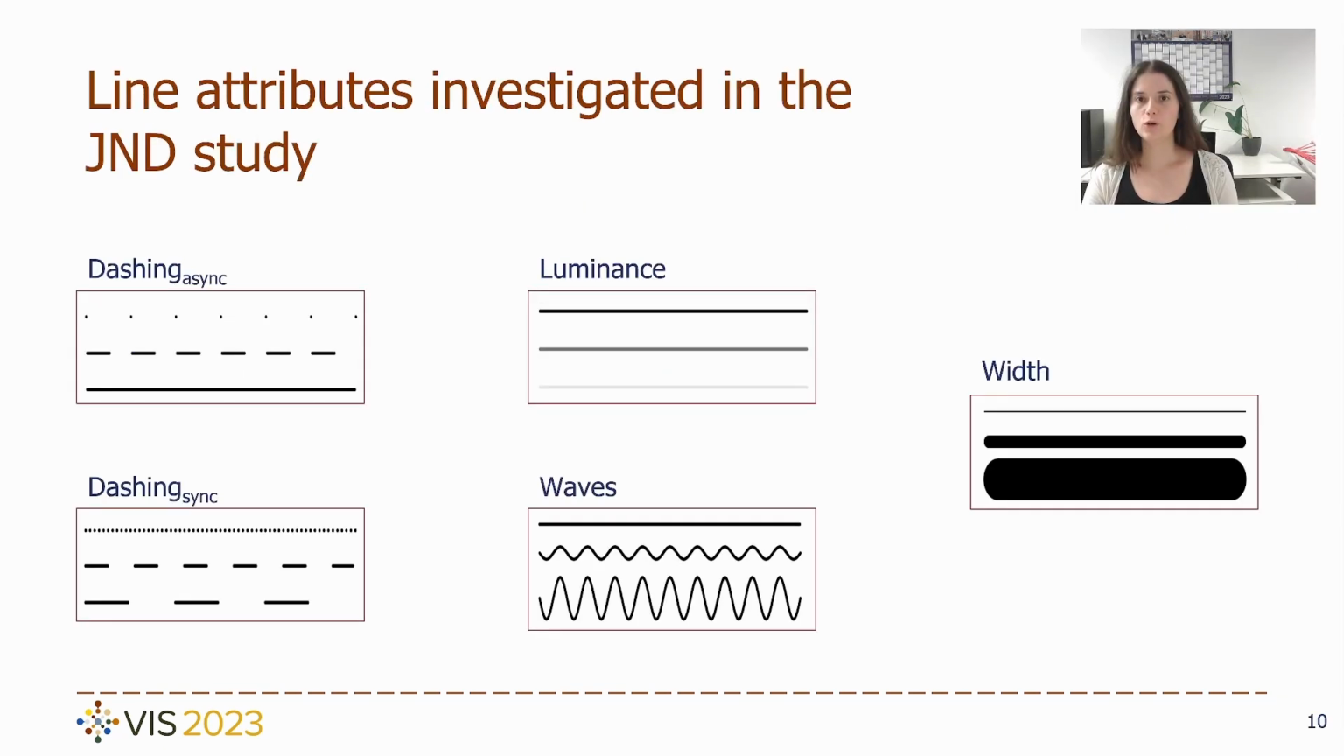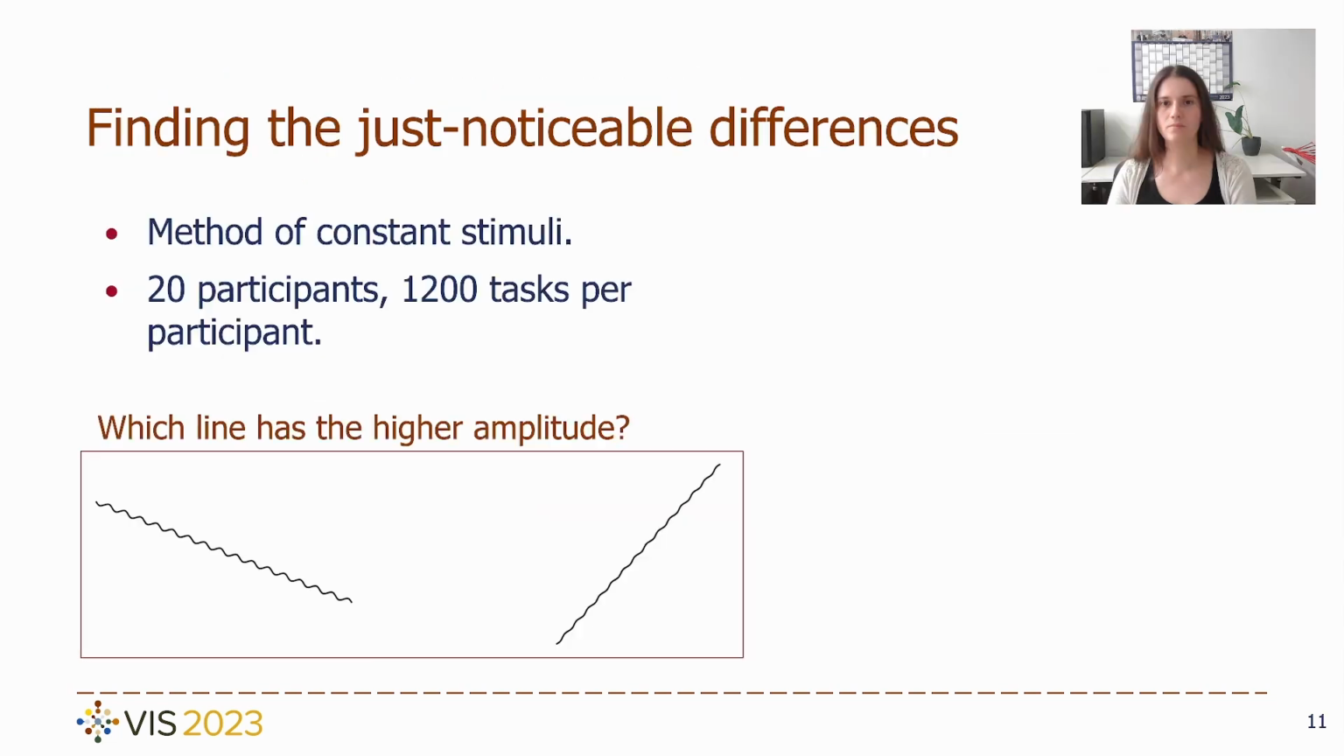We selected the most commonly used line attributes from our drawing study: dashing, luminance, waves, and width. Because of the high variability in dashing in the drawing study, we introduced 2 types of dashing: dashing async and dashing sync. For dashing async, the dashes and gaps grow asynchronously. The total size of gap and dash stays constant. For dashing sync, the dashes and gaps grow synchronously. In this graphic, you can see the minimum, maximum, and one in-between level for each attribute that we tested.